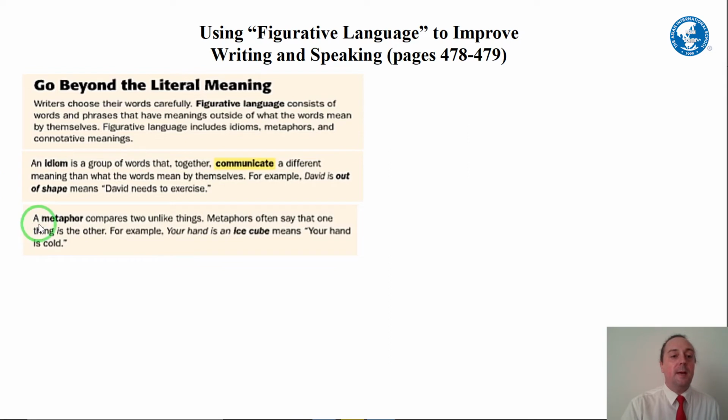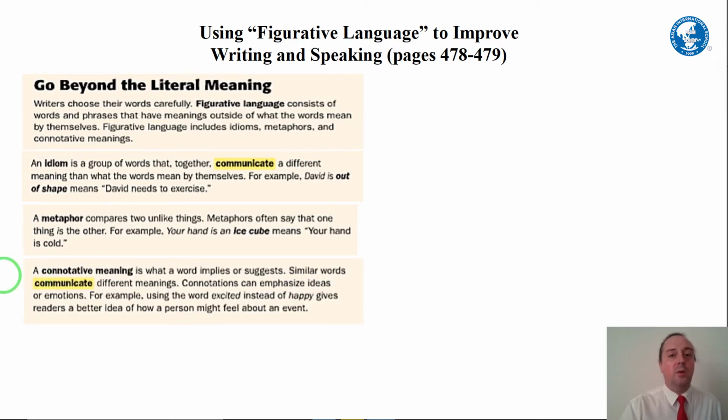The next one is a metaphor. A metaphor compares 2 things that are unlike. Okay? We often say that one thing is the other. For example, your hand is an ice cube. Now, if I say your hand is an ice cube, is your hand really an ice cube? Of course not. Okay, your hand is an ice cube means your hand is cold, very cold, like ice. So we're comparing 2 things that are not the same, a hand and ice.